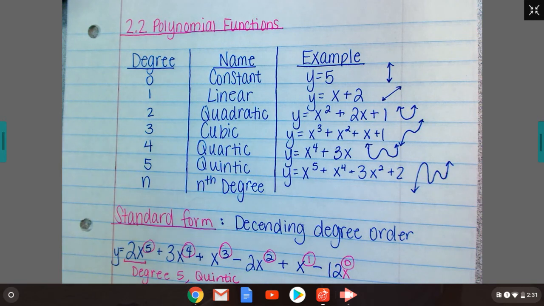This section's pretty quick. On the next one, we'll work on adding, subtracting, and multiplying these polynomial functions.